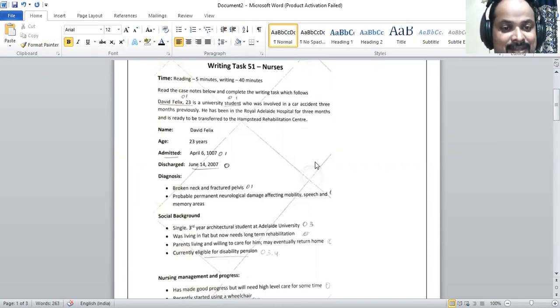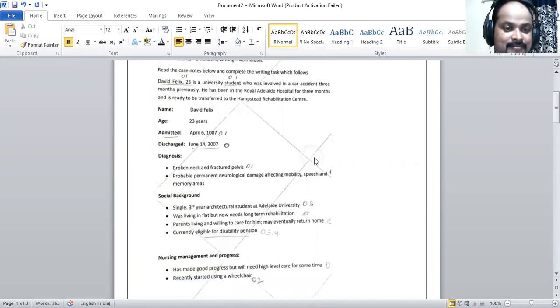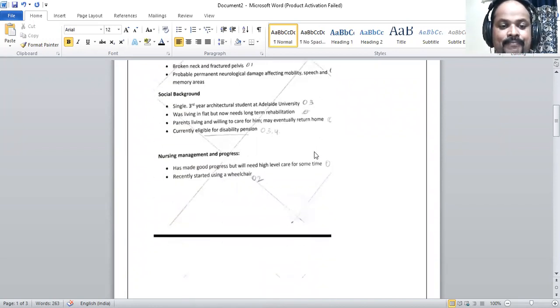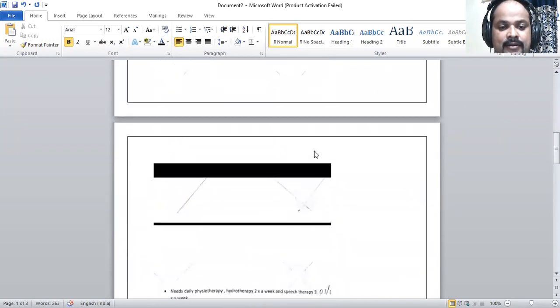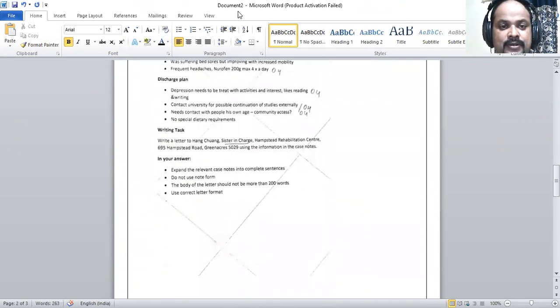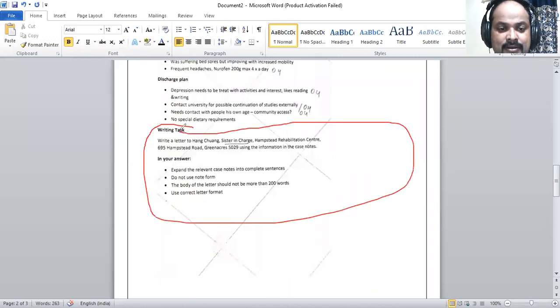Today we are going to see a particular case note. The patient's name is Mr. David Felix, and you're writing to rehabilitation care. So let's go ahead with the writing task here. You're writing a letter to Huang Shuang, the sister in charge, Hampstead Rehabilitation Center, Hampstead Road, Green Acres, 5029.